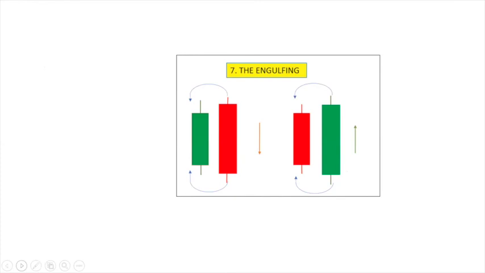Okay, and this is another good sign. Normally I like to use this sign, called the engulfing sign. You can see it can happen on your 4 hour chart. It gives you a very good sign. Okay, this is engulfing.